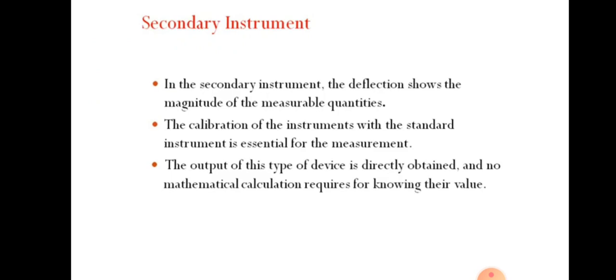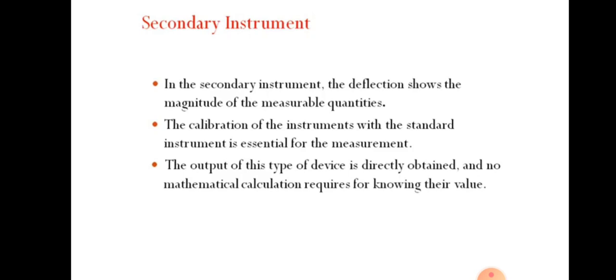Then opposite to this there is a secondary instrument. So the first point is, in the secondary instrument the deflection shows the magnitude of the measurable quantities. Means what? Here we are using a scale which shows the magnitude of the quantity to be measured. So here we can see the actual reading which we need to observe. The calibration of the instruments with the standard instrument is essential for the measurement. The output of this type of device is directly obtained and no mathematical calculation is required for knowing their value.